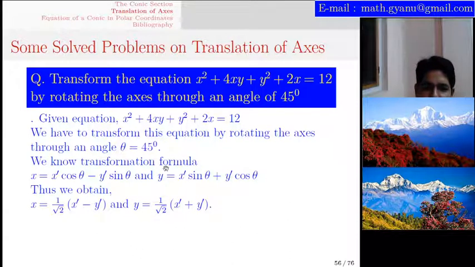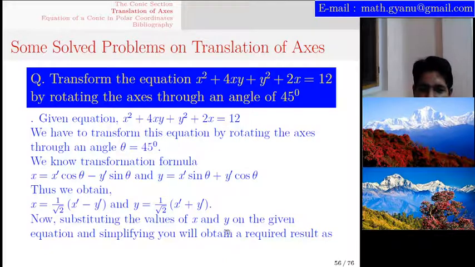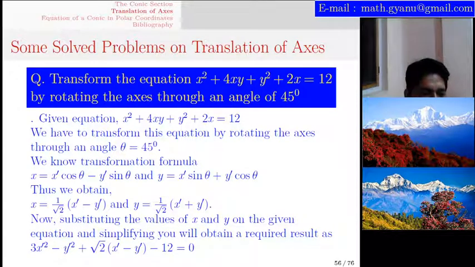So substitute these values of x and y into the given equation. Now, substituting the values of x and y in the given equation and simplifying, you will obtain the required result: 3 times x prime square minus y prime square plus square root 2 times x prime minus y prime minus 2 equals 0. That is the simplest task.